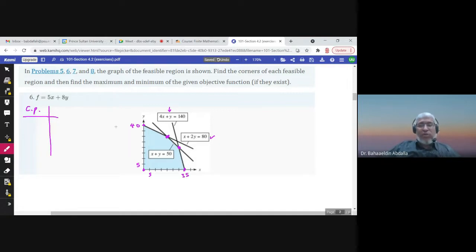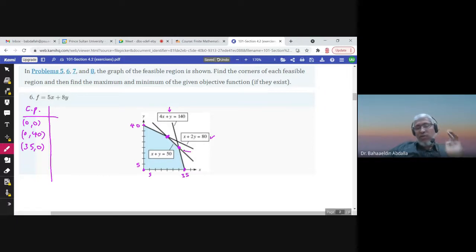So the corner points are, I have 0, 0 is a corner point, 0, 40 is a corner point, 35 and 0 is a corner point, and still these two corner points.